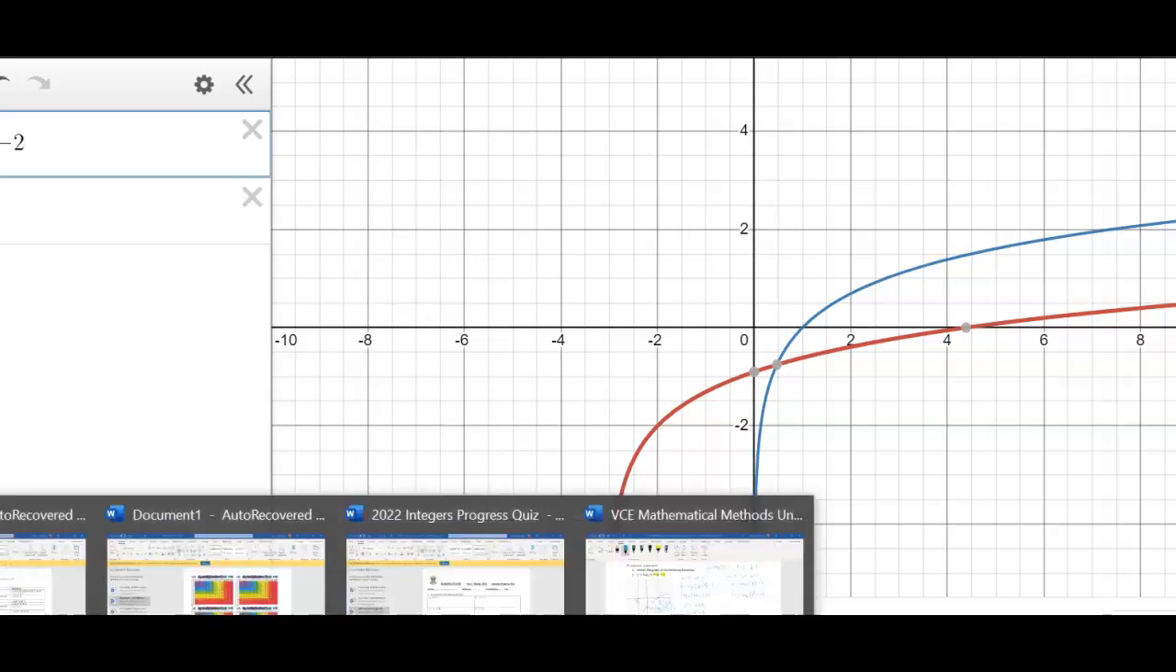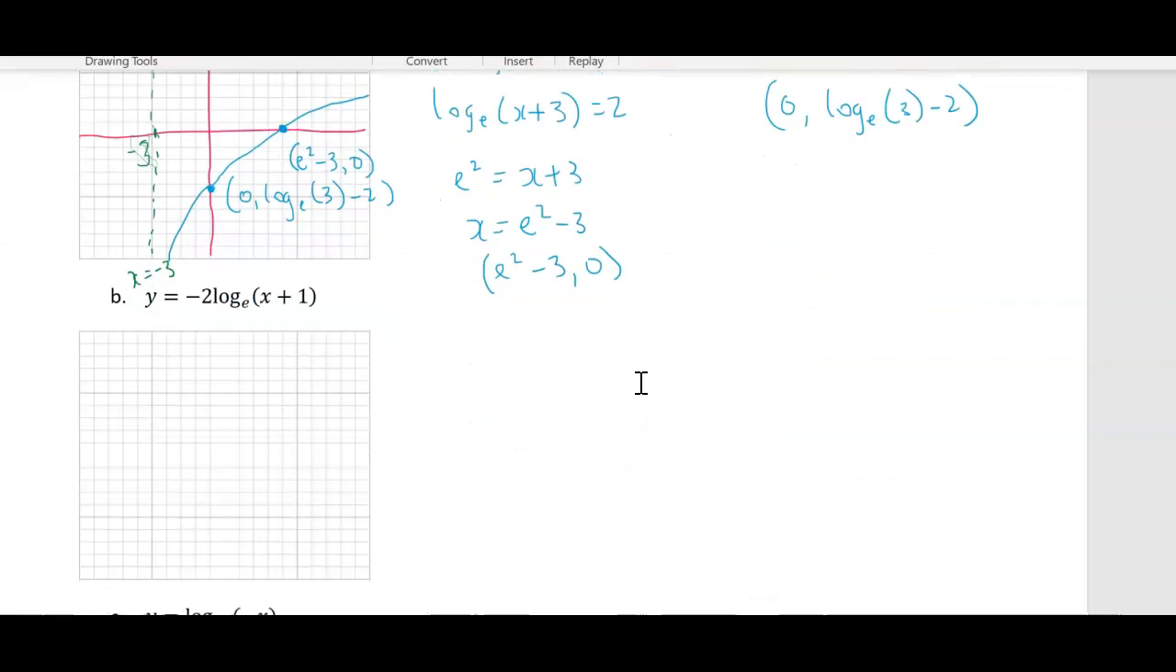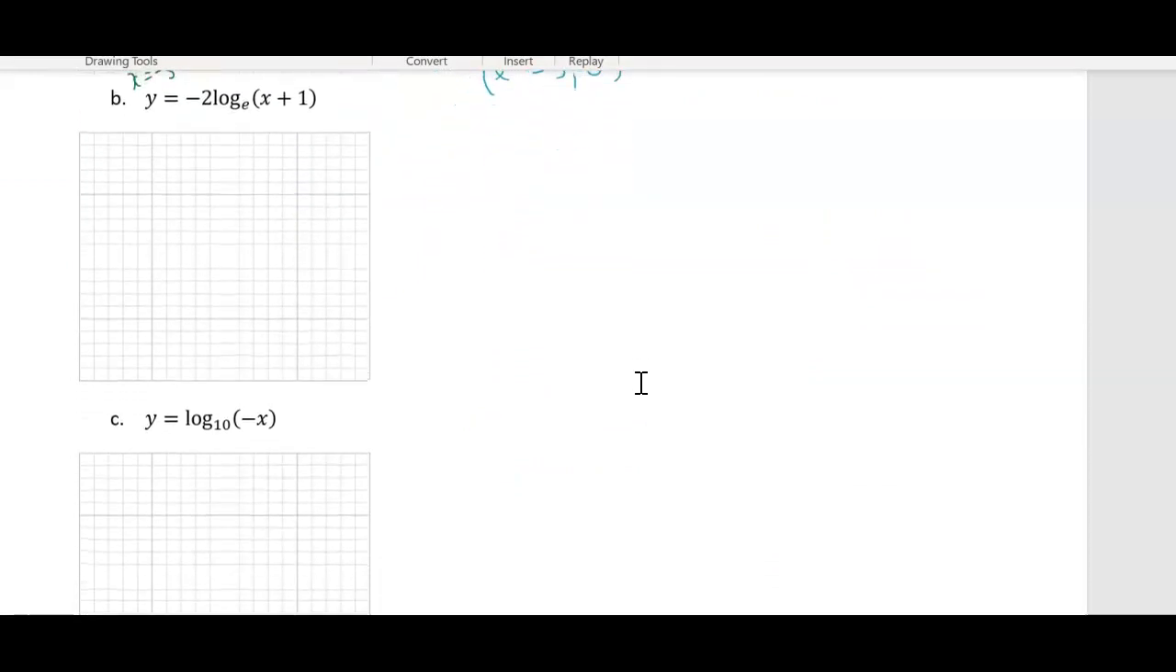All right, moving to the next one. So for question B, I can see that the negative means it's been reflected along the x-axis. The 2 means there's been a dilation factor. And then the x plus 1, so the plus 1 means we've gone to the left 1. So even though we're not using transformations to sketch this, it's probably still a good idea to think about what has happened to everything.